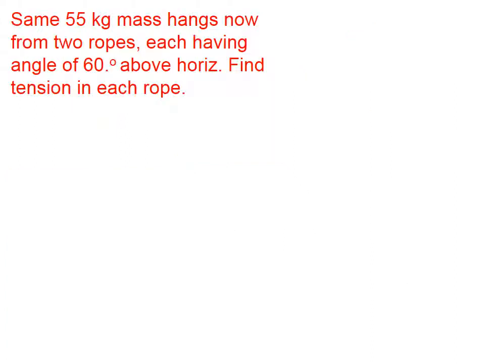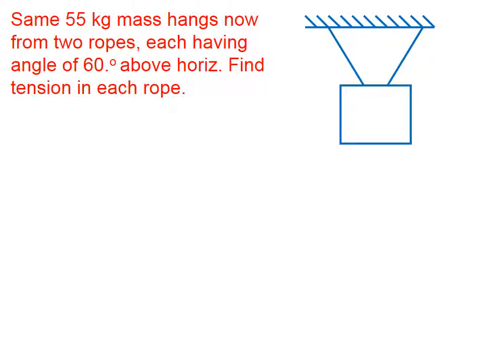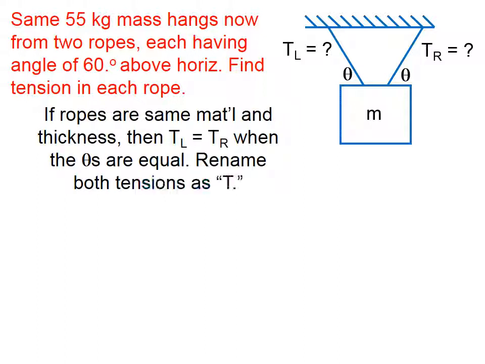Okay, we have the same mass, but now it hangs from two ropes, each having an angle of 60 degrees above the horizontal. Find the tension in each rope. There's our mass. The ropes are angled at 60 degrees above the horizontal, and we want to find the tension in each rope. Now, to do this, we're going to have to make a couple of assumptions.